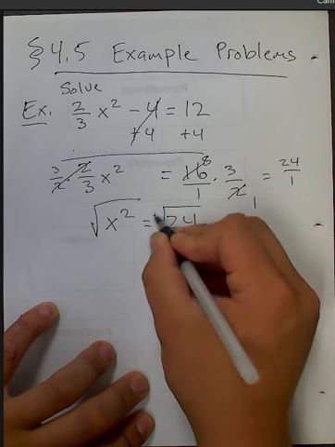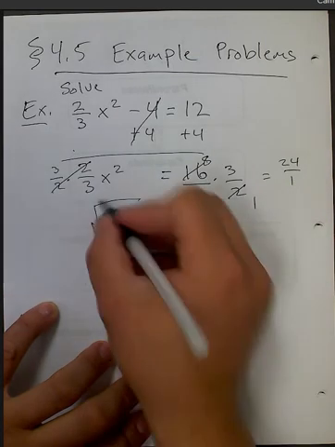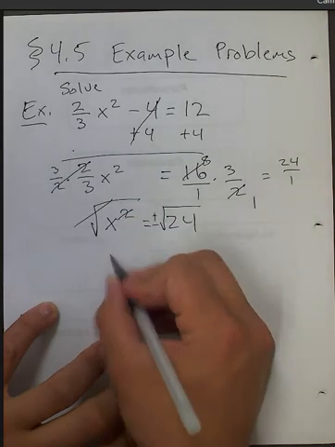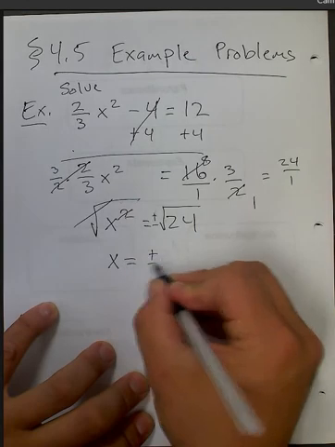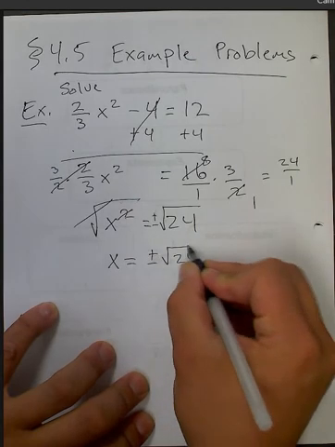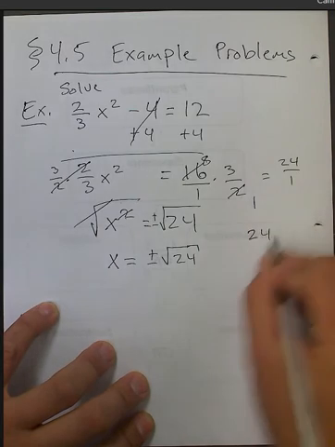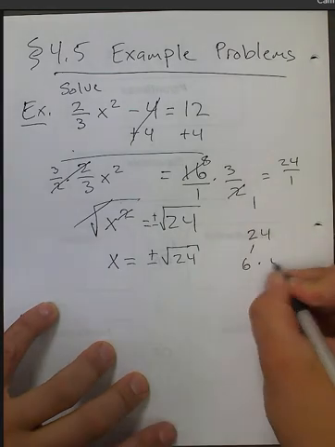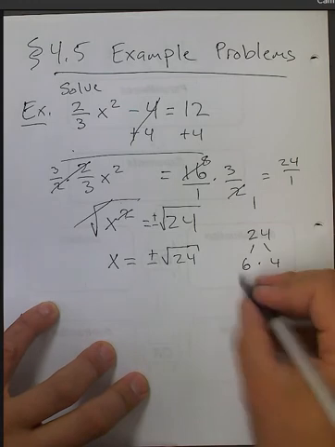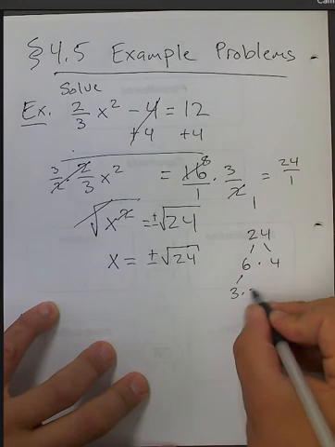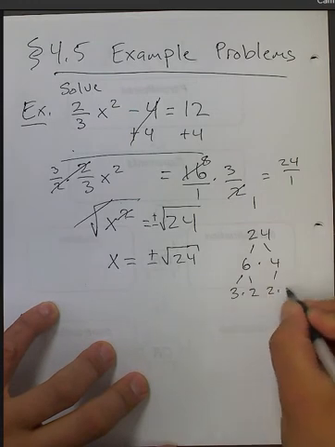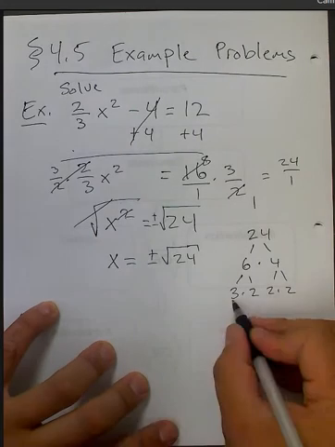Don't forget the plus or minus. The square root and the square cancel out. You're left with x is equal to plus or minus square root of 24. Now 24 can be simplified. 24 is, in a factor tree, 6 and 4. 6 can be broken down to 3 and 2, and the prime factorization of 24 is 3 times 2 times 2 times 2.